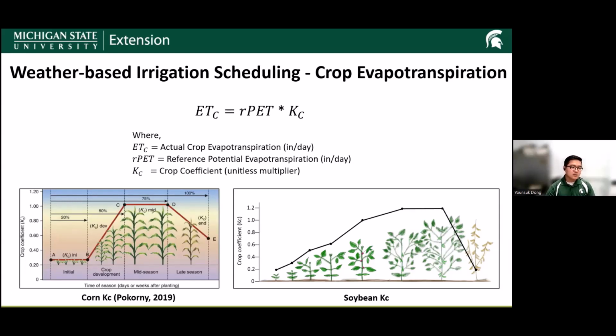As you see at the bottom on the chart, the Kc values change over time as the corn and soybean grow. I just want to point out the highest water need for the crop is at the reproductive stages. So from that Kc information, we can calculate the crop evapotranspiration.